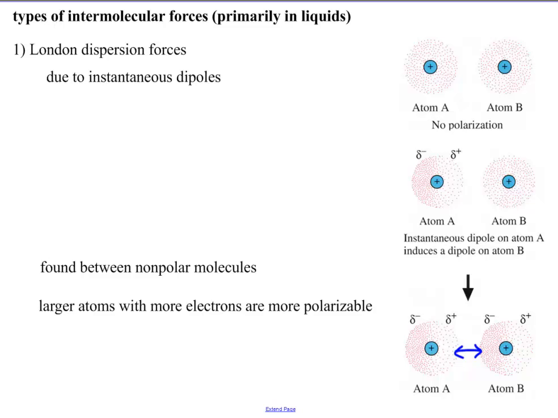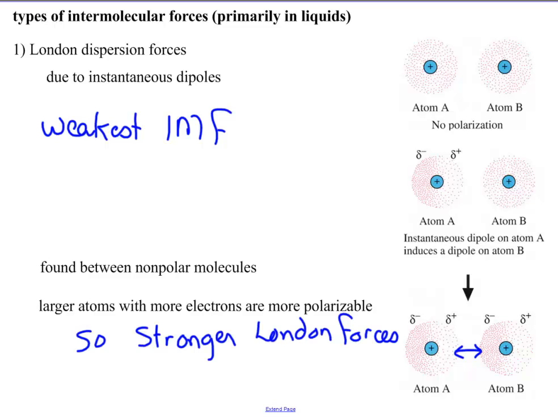What we find is the larger the particle, whether it's an atom or a molecule, and the more electrons it has, the more polarizable it is, because the slosh of the electrons can shift. It's like swinging the water back and forth in a cup or swinging the water back and forth in a bucket. You get a larger slosh with more water. So London dispersion forces, again, are the weakest of the IMF, and the larger the atoms, the larger the molecules, the more polarizable they are. Therefore, stronger London dispersion forces.